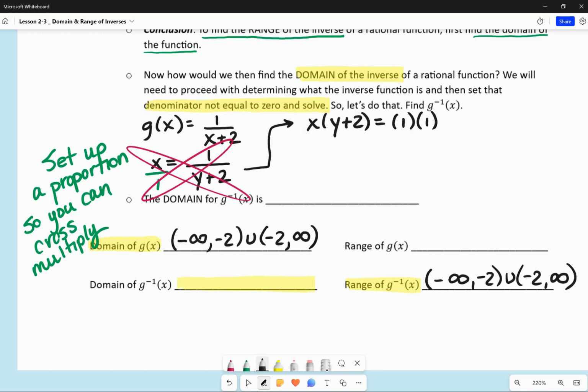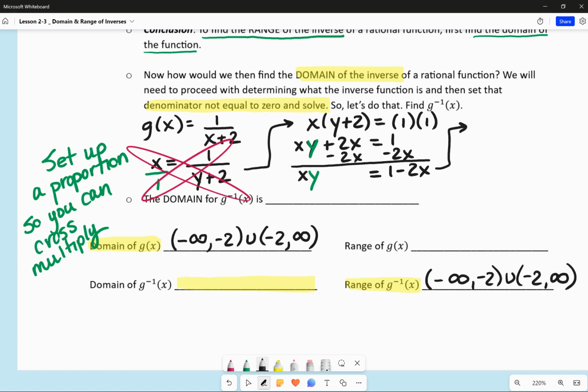Then I distribute: xy plus 2 times x equals 1. I am going to make the y green here so that you know I'm focusing on solving for y. What's the first thing I need to do? I always add or subtract first. So xy equals 1 minus 2x. And then what am I going to do?